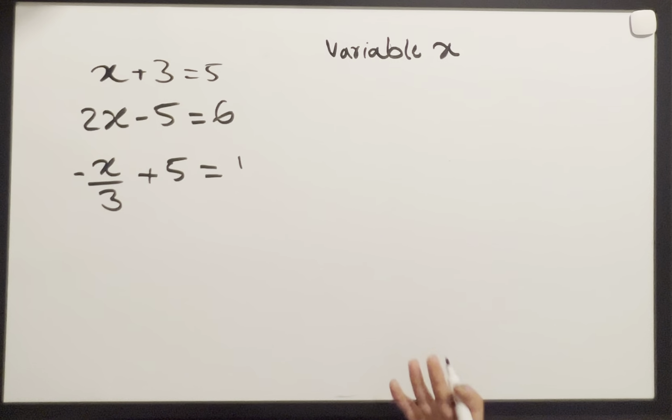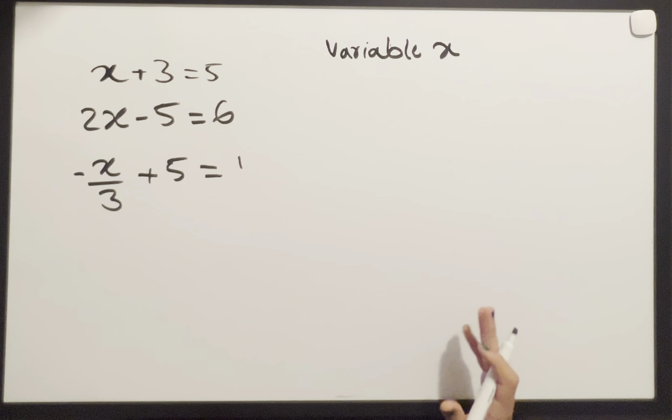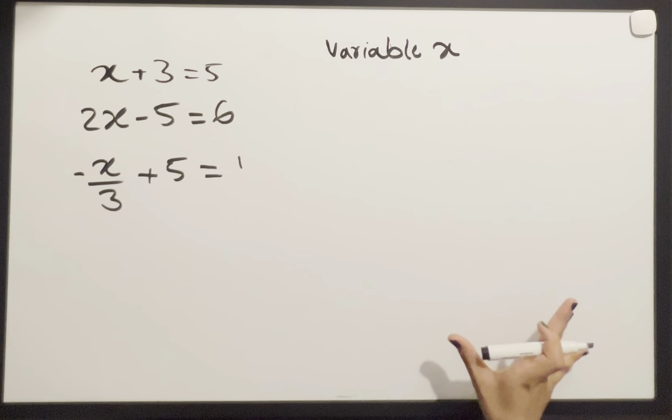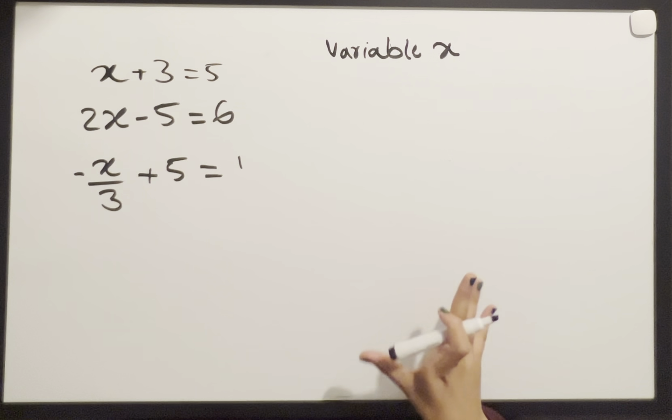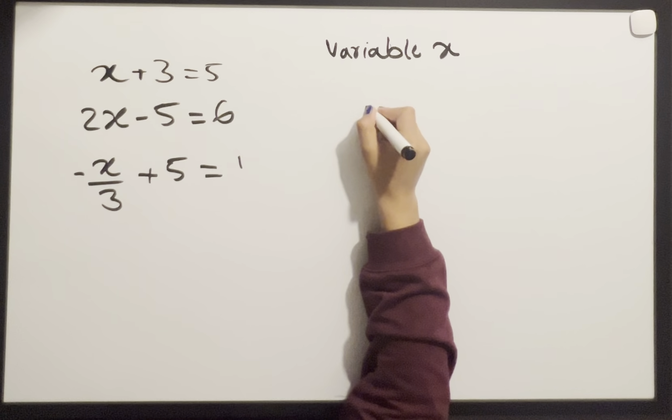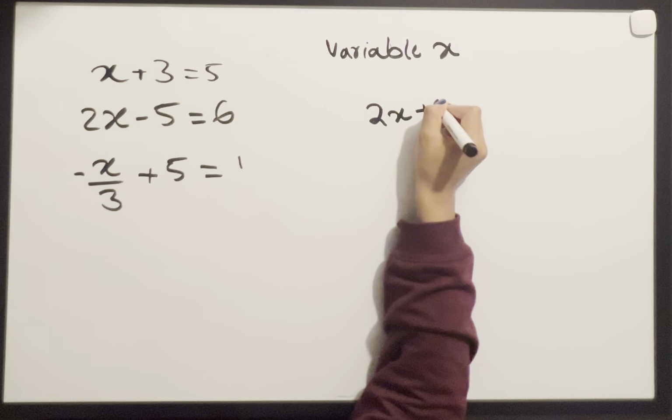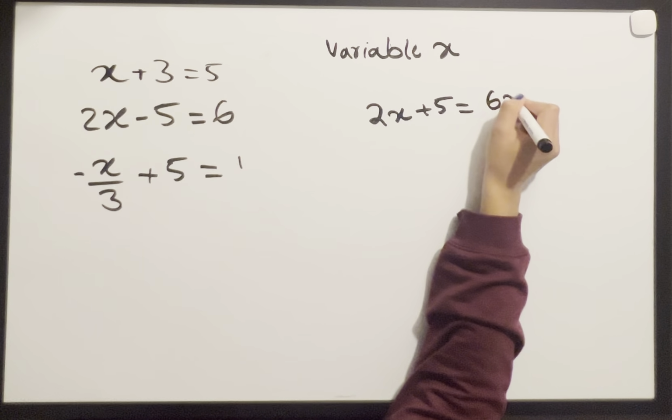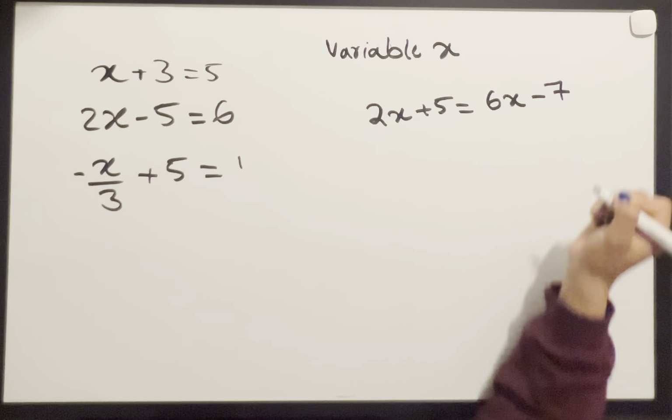So I just wanted to do another problem because in this one I'm going to give you a shortcut as I'm doing it, and I also want to put x on both sides of the equation, that way you know how to solve it. So what if we have 2x plus 5 equals 6x minus 7?